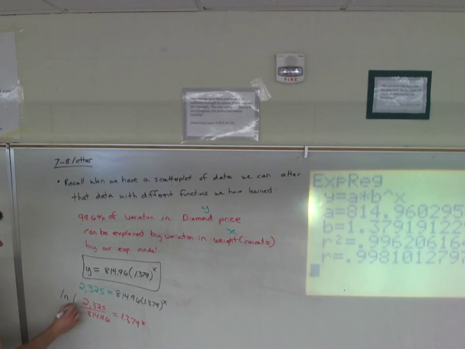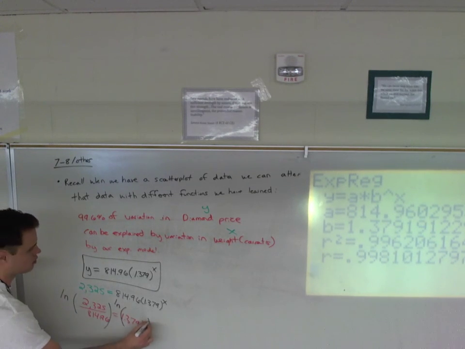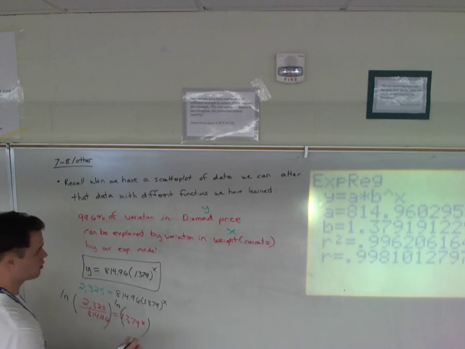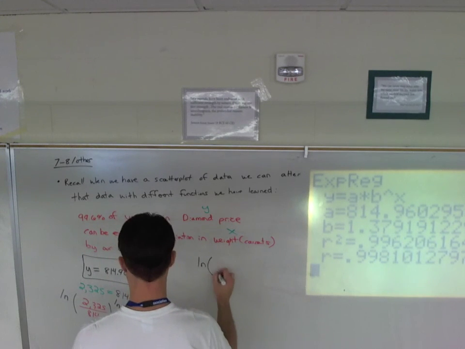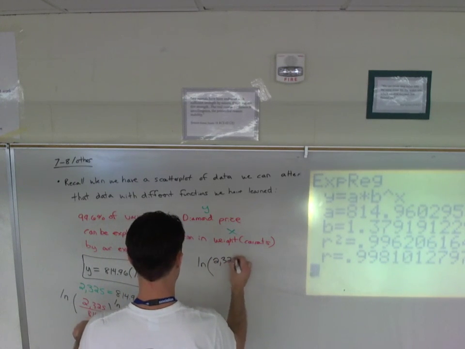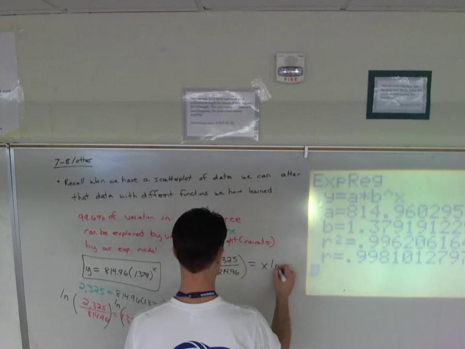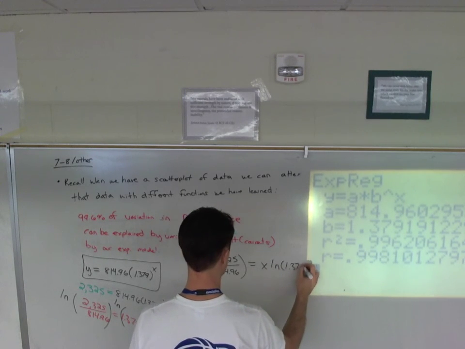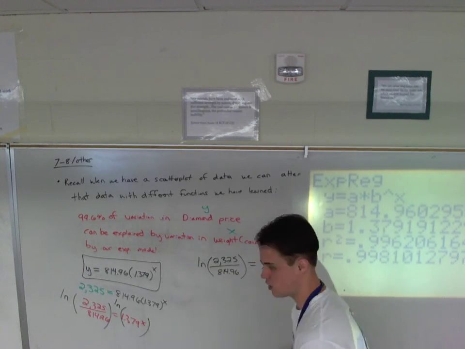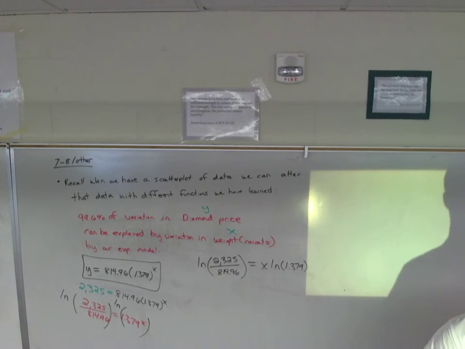So now log it. I'm going to use the natural log. Pull that x down. So I have the natural log of junk. That's really the way you should think about it. Whatever that is, it's just a number. Equals x times the natural log of 1.379. And then last step, what do I do if I want x?